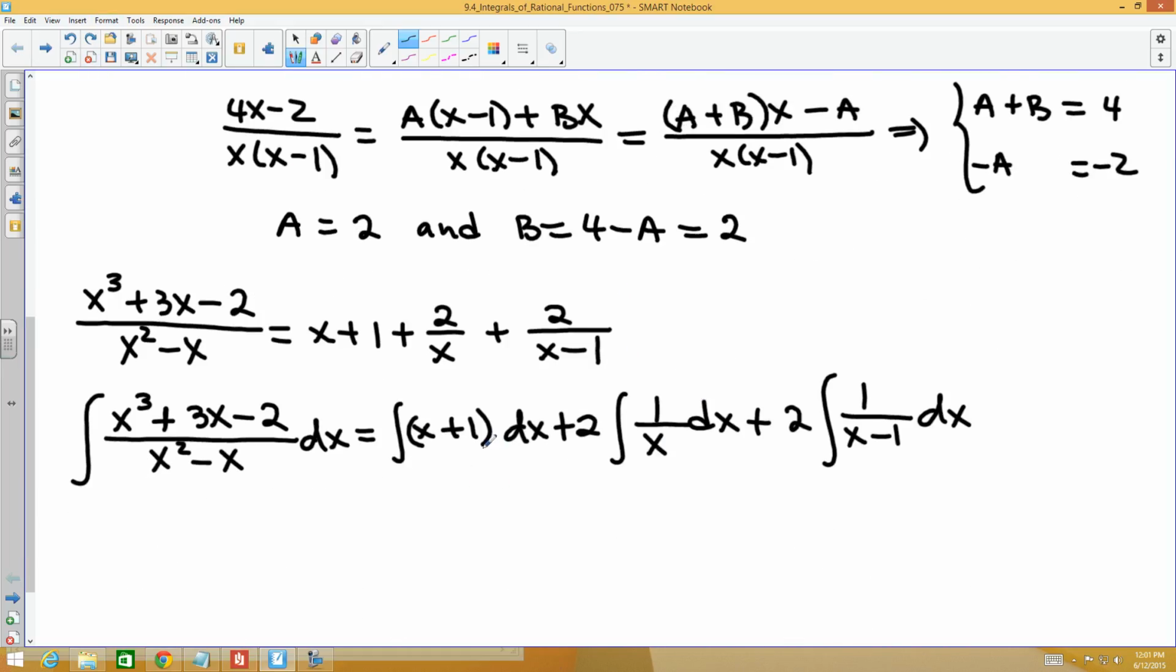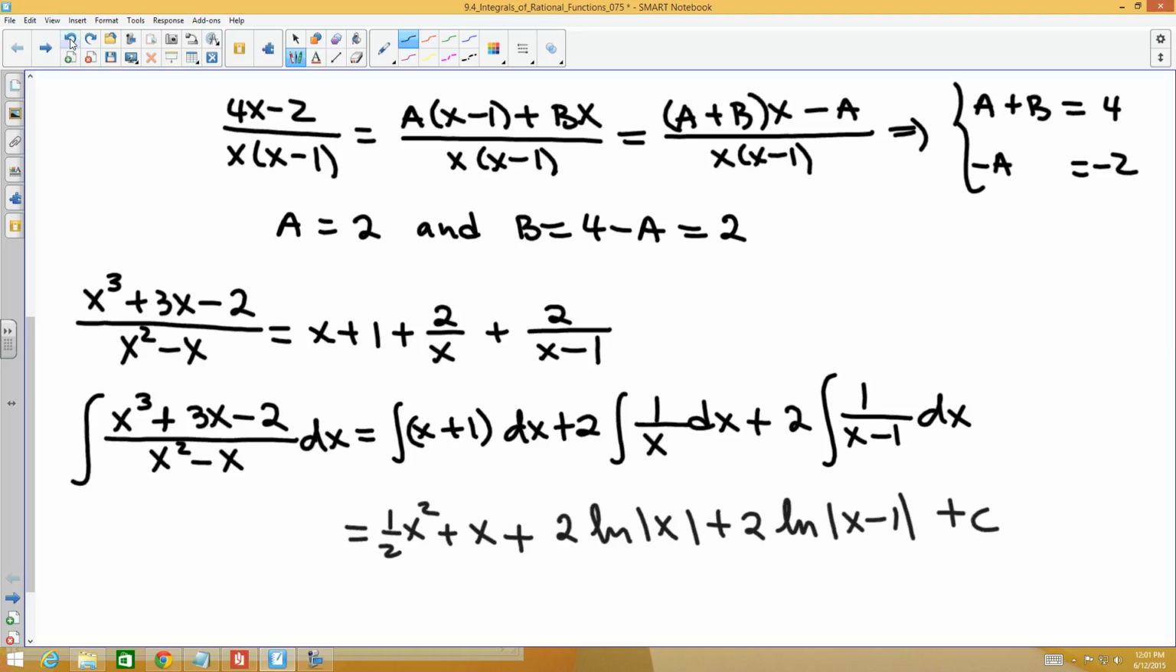Therefore, the given integral can be written as the integral of x plus 1 dx, plus 2 times the integral of 1 over x dx, plus 2 times the integral of 1 over x minus 1 dx. And each of these integrals is easy to perform. Therefore, the integral of x plus 1 is x squared over 2 plus x, and the integral of 1 over x is ln of the absolute value of x. The integral of 1 over x minus 1 is ln of the absolute value of x minus 1. Then don't forget the constant term.